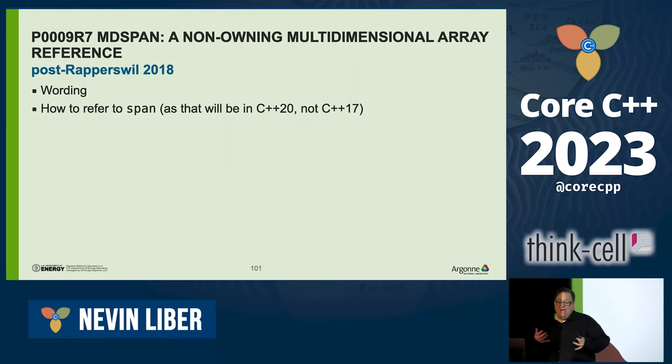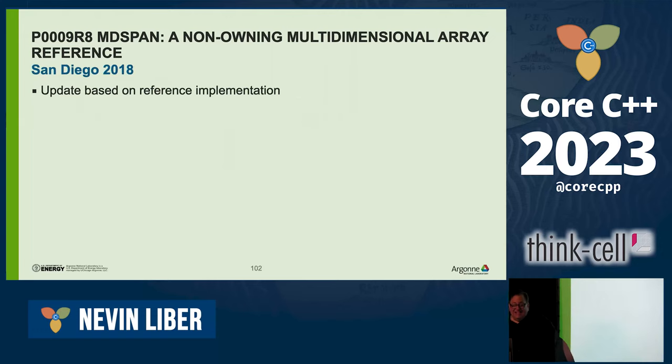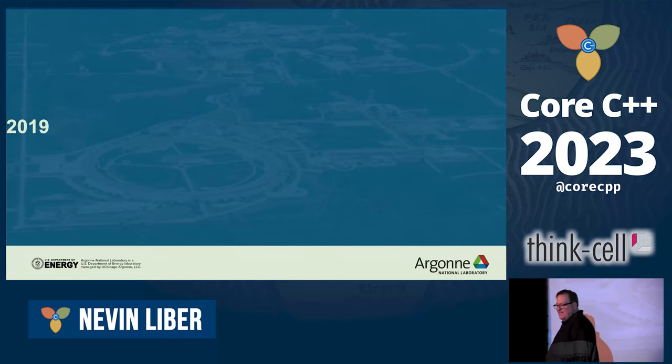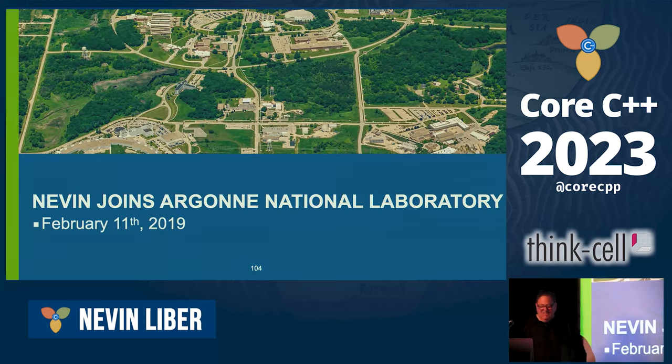And how do we refer to SPAN? SPAN had not shipped, and it's really hard to refer to something that's going to be in a future TS, which was at the time the plan for SPAN. And there's some updates made to the paper based on implementing it. 2019, right? This is what, year five? We're getting there. My talk, I get to say this.